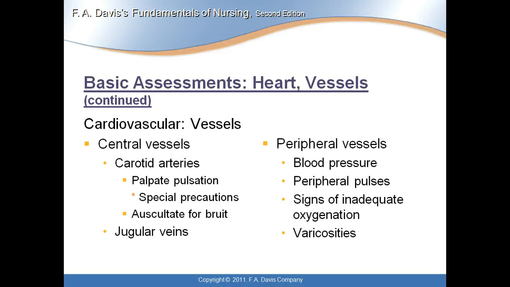All right, so for basic assessment, you're going to assess the heart and the vessels. For cardiovascular vessels, you'll assess the carotid arteries. You'll palpate and check for pulsation, and you'll also auscultate for a bruit. You'll do the same thing for the jugular veins. And for peripheral vessels, which is the arms and the legs, you'll check for blood pressure, peripheral pulses, signs of inadequate oxygenation, which is the cap refill, and also check for varices.